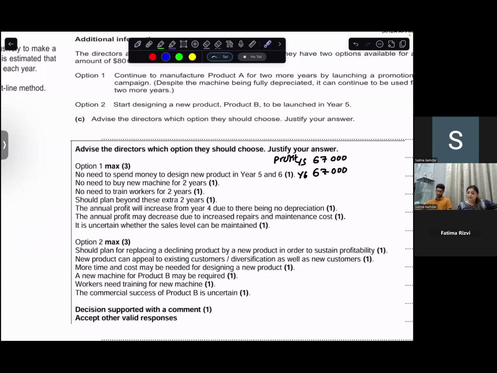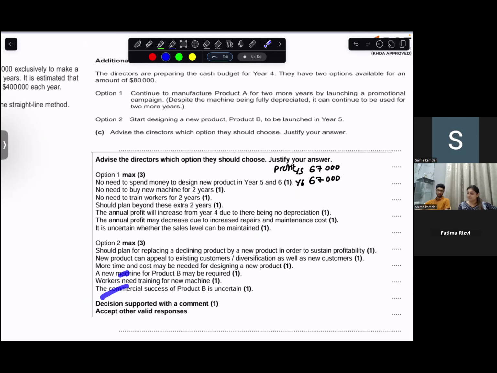Option 2, using new machinery, they want to design a new product. So a new product can appeal to the existing customers, and diversification would be there, but it may require a new machinery which is not permissible given the cash flow. Workers need more training, and we are not very sure about the commercial level of success.